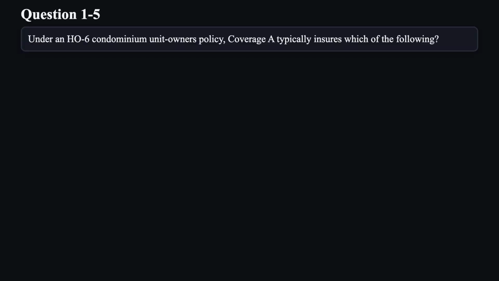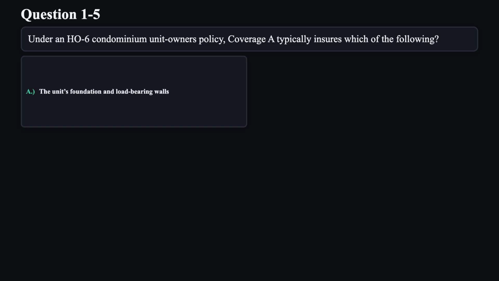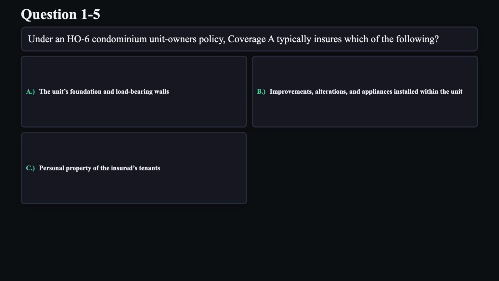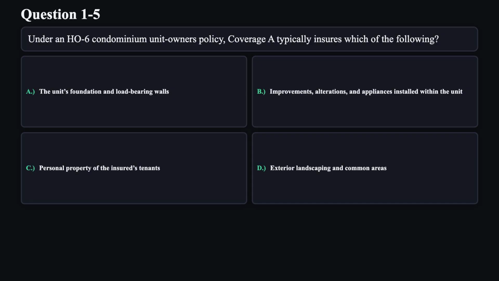Question 5. Under an HO6 condominium unit owner's policy, coverage A typically insures which of the following? A. The unit's foundation and load-bearing walls. B. Improvements, alterations, and appliances installed within the unit. C. Personal property of the insured's tenants. D. Exterior landscaping and common areas.